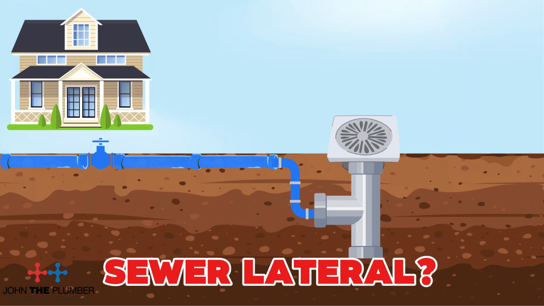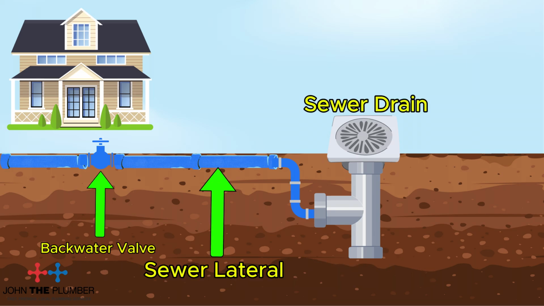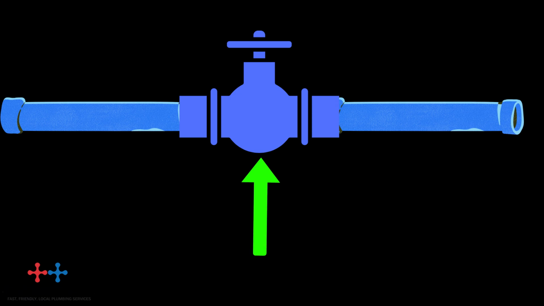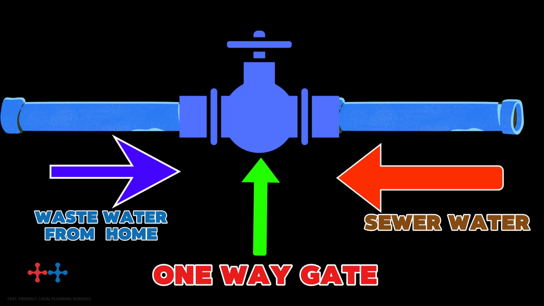What is a sewer lateral? A sewer lateral is the underground pipe that connects your home's plumbing system to the municipal sewer system. It safely removes wastewater from your home. A backwater valve is a smart addition to protect your home from sewer backups caused by failure. It acts as a one-way gate, allowing wastewater to flow out while preventing it from flowing back in.